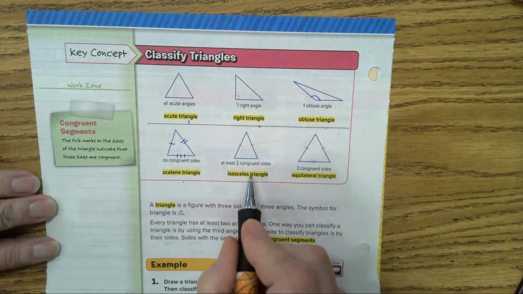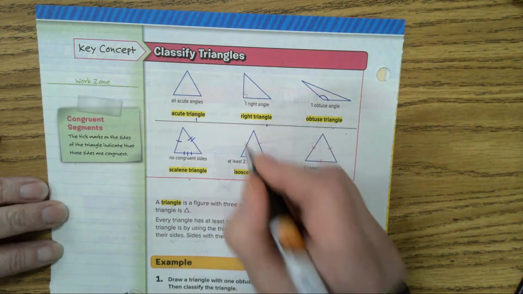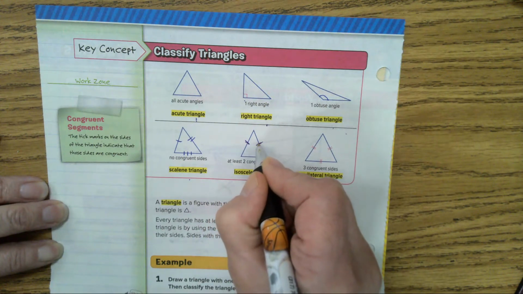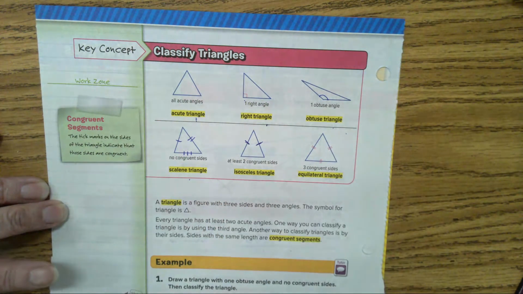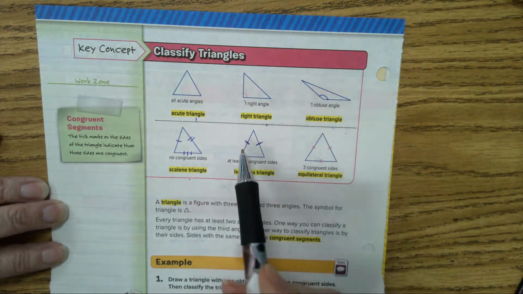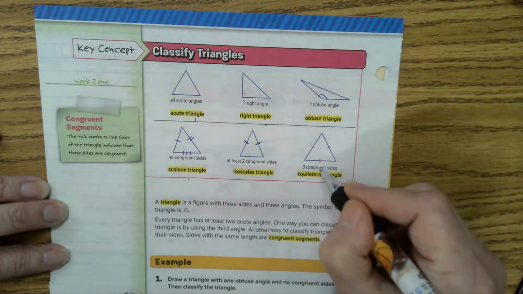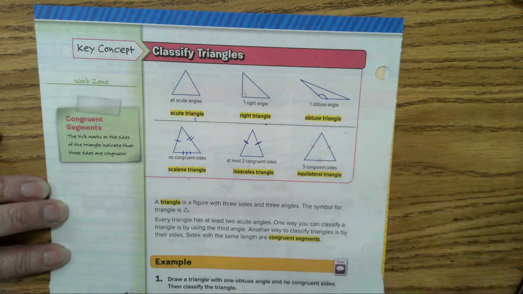Then we have at least 2 sides are congruent. That's an isosceles, I-S-O-S-C-E-L-E-S, isosceles. And these 2 are congruent. They sort of look like little eyes on the triangle. It's coming to life. And an equilateral, they are all alike. They all equal the same measure.